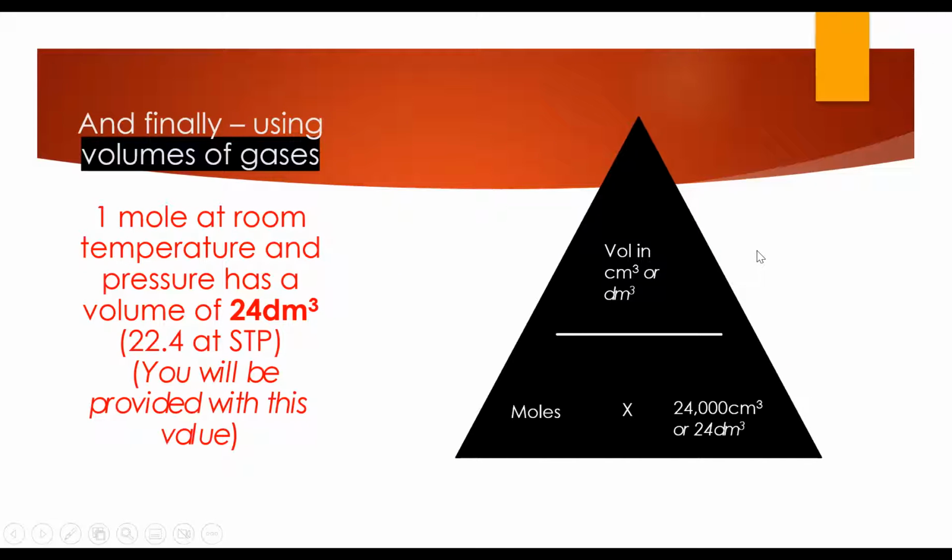Okay. So now we have the volumes of gases one. And the important idea is, firstly, you just have to remember the triangle. Just like the very first one, moles at the bottom, the volume at the top, like the masses one, where we weigh out solids, sometimes liquids, sometimes gases, but mass at the top. For gases, it's easier to measure their volume, so the volume goes at the top. And at the bottom is the number you do not have to remember, because they will tell you it in the question, which is 24,000 or 24 cubic decimeters, or 22.4 cubic decimeters, which is 22,400 cubic centimeters.